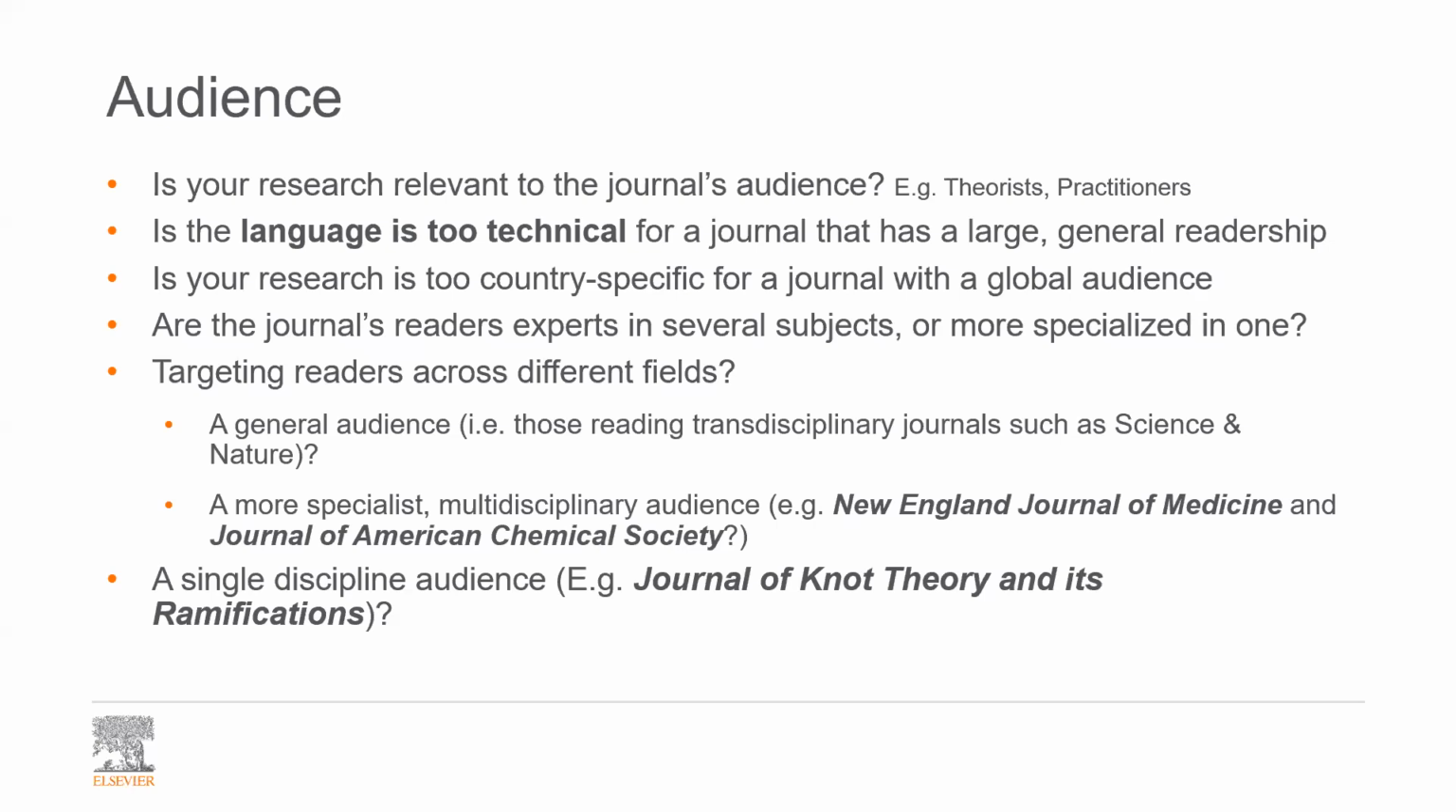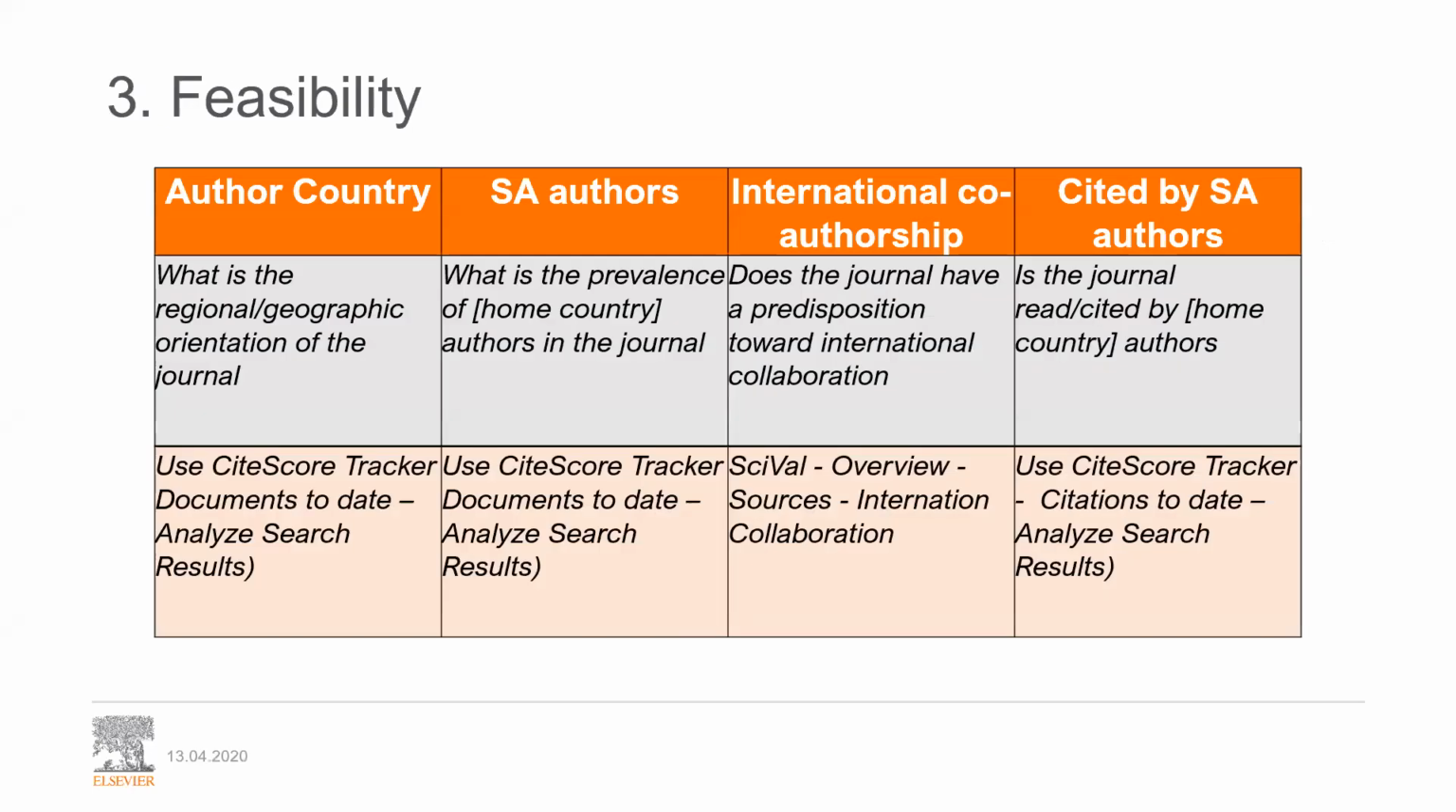transdisciplinary. You could aim for a general audience if it's transdisciplinary, like Science and Nature, and then more specialist, very specialist, specialist but multidisciplinary. You get journals like New England Journal of Medicine, Journal of the American Chemical Society. They are specialists, but they have a wider audience. And then you also get journals that have a very single discipline audience, like this strange one, Journal of Knot Theory and Its Ramifications, a very specific subject that it covers. So look out on the website for the audience.